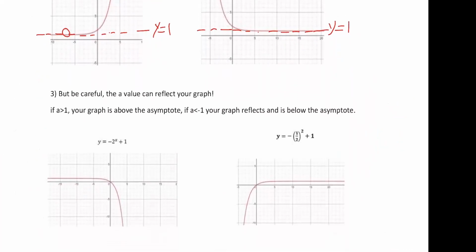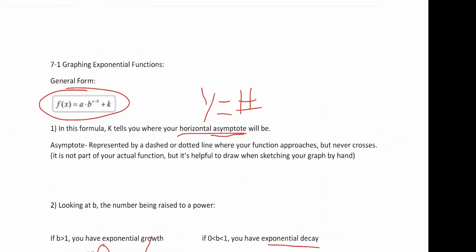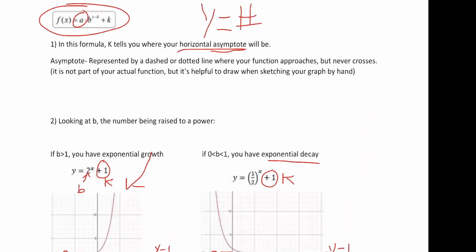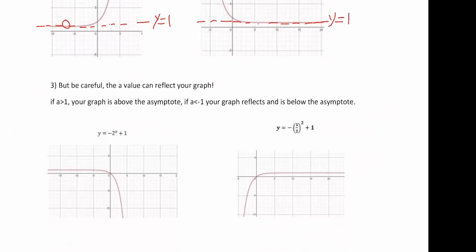If you remember from the general formula, you can have a coefficient in front, your A. If you have a negative A value, remember a negative in front for most functions we've seen reflects it, so you can have your graph be reflected. For all of these graphs, I made them have the same horizontal asymptote, a K value of 1. But be careful if your graph reflects, because it will change what I said above about the B values.